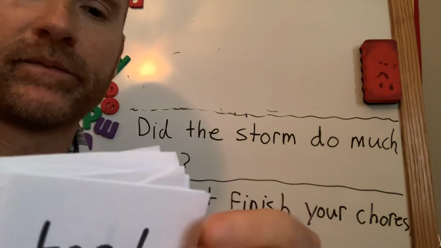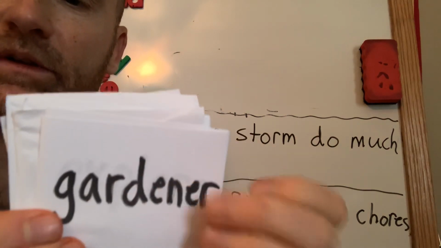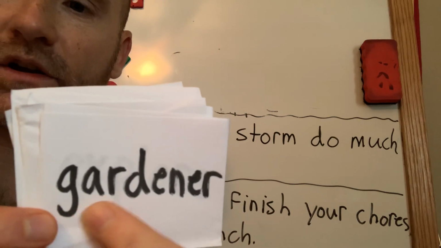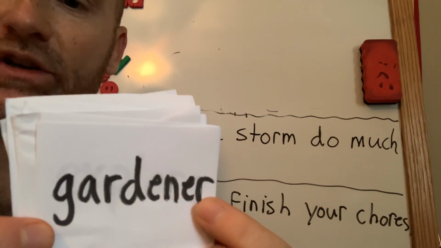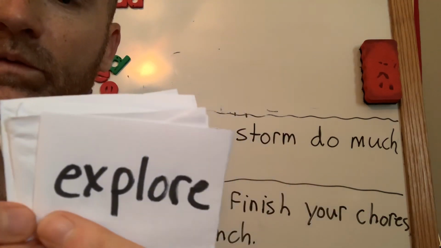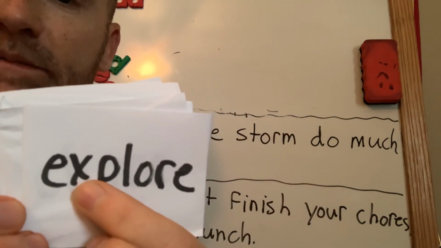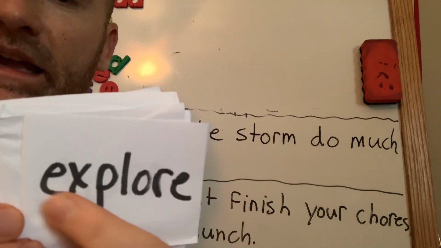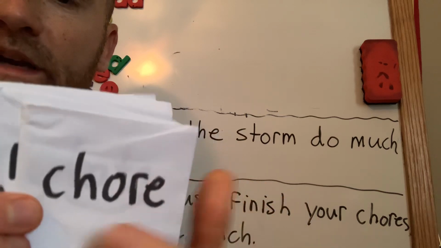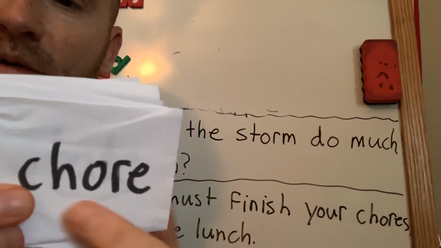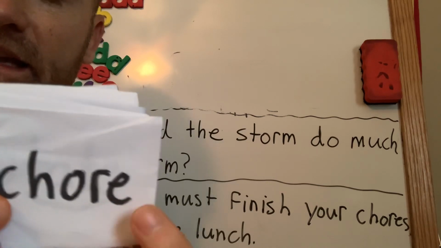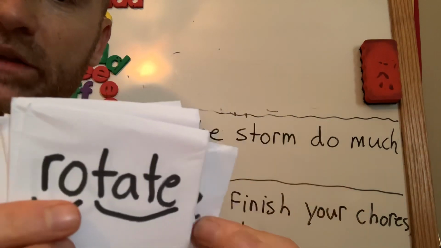Torch. See if you can get it before me. Ready? Where am I going to break it? Gardener. Explore. And then we got chore. Remember, when that OR comes at the end of a word, don't forget that E, okay? That's how we'd spell it right, okay?